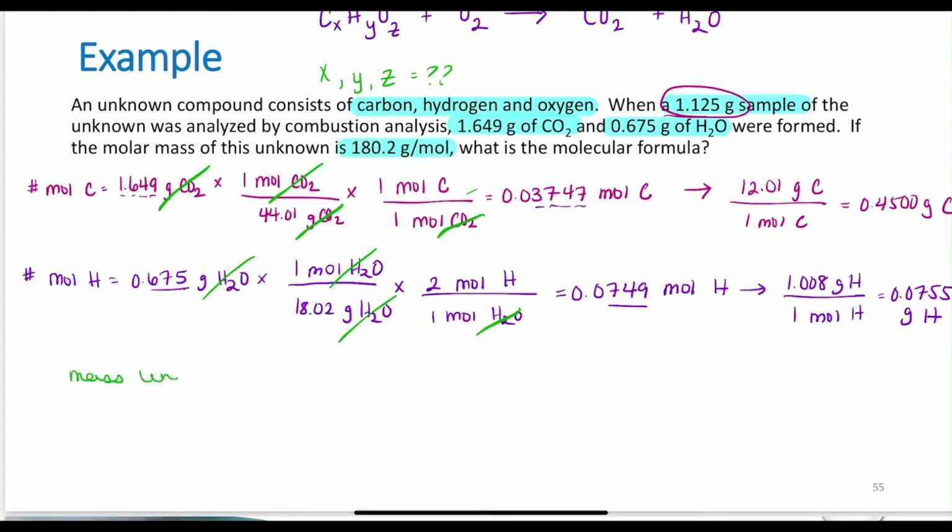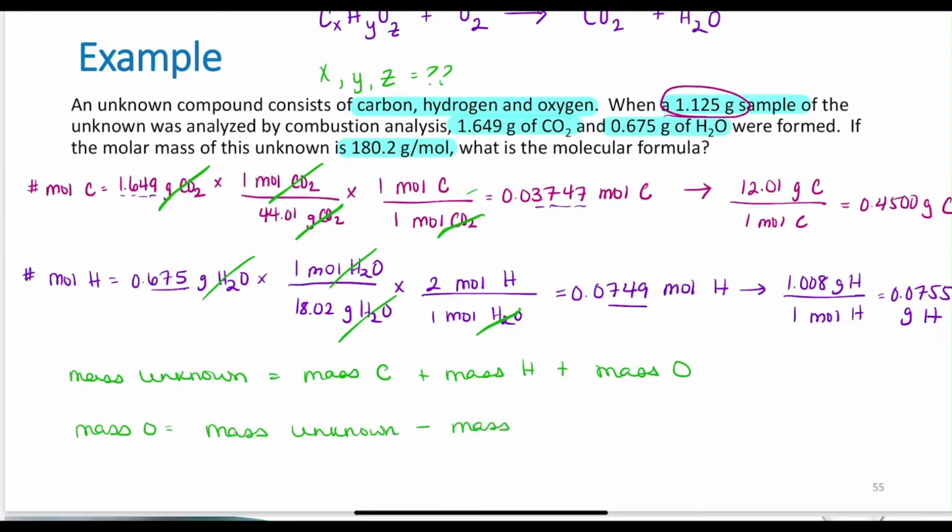I know that the mass of my unknown sample is equal to the mass of carbon plus the mass of hydrogen plus the mass of oxygen. Therefore, the mass of oxygen has to equal the mass of the unknown minus the mass of carbon minus the mass of hydrogen.